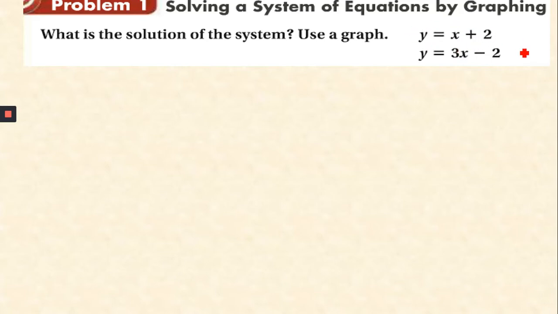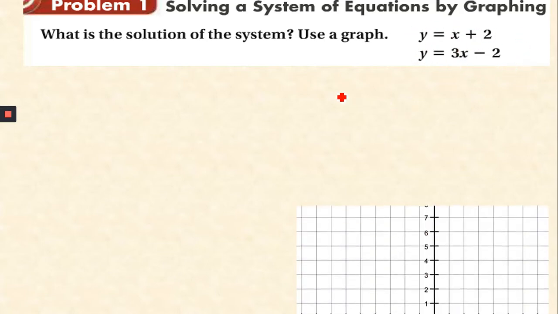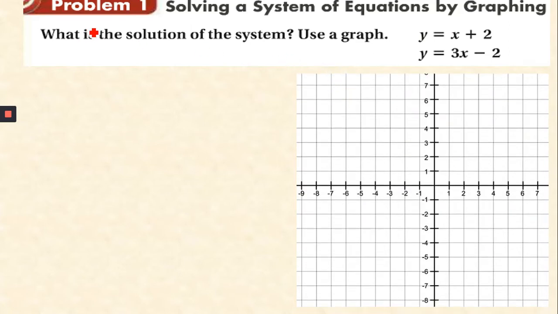It is called a system because it is composed of two equations. We're going to graph the given equations using the slope-intercept method, y equals mx plus b. There are several methods in graphing an equation, but in this case, we're going to use the slope-intercept method. Why? Because the given equations are already written in that form.